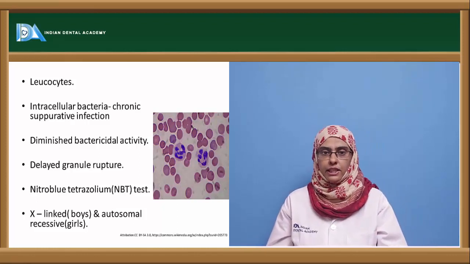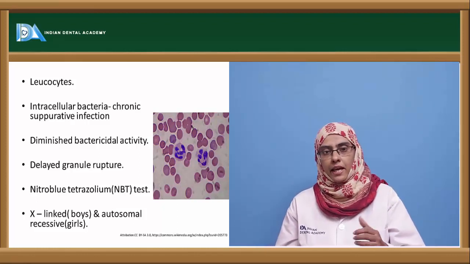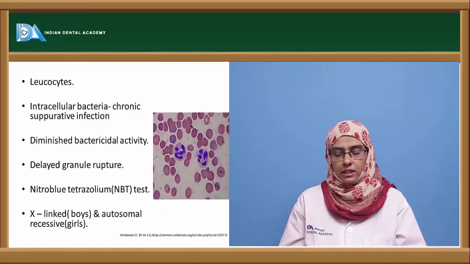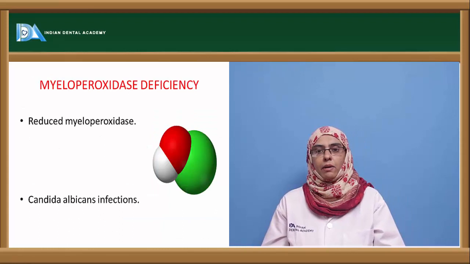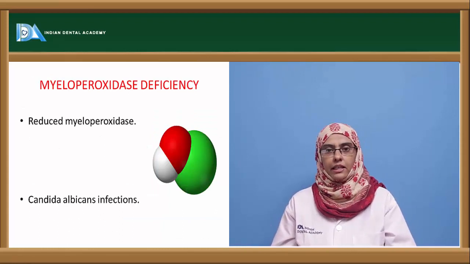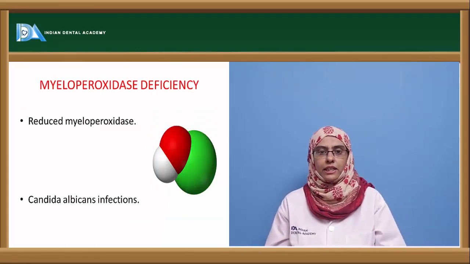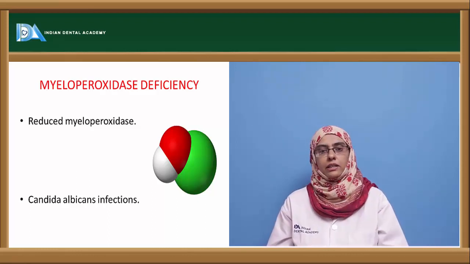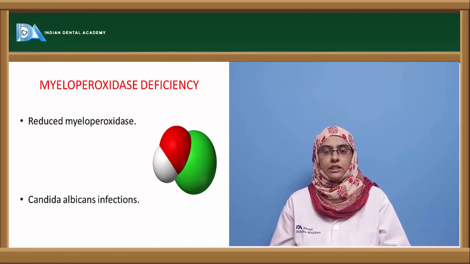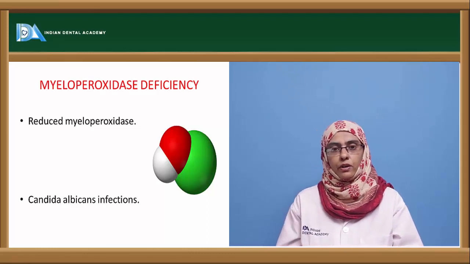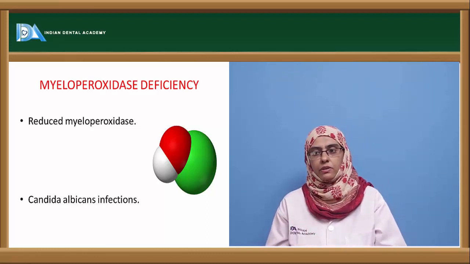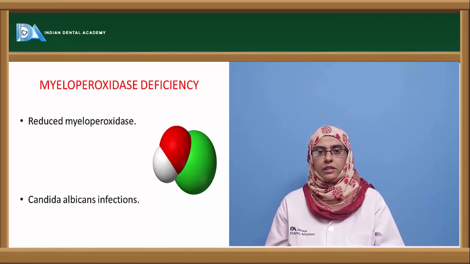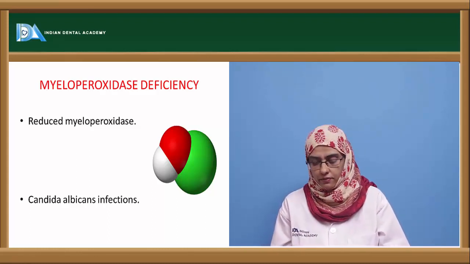It is mostly seen in boys and is said to be X-linked, and can be autosomal recessive, mostly in the case of girls. Next is the myeloperoxidase deficiency, again related to the neutrophils or the phagocytic cells. Phagocytic cells bring about the lysis of the organism by the release of myeloperoxidase. When there is no myeloperoxidase produced, it can lead to different types of infection. Mostly the type of infection that the patient is prone to is Candida albicans infection.